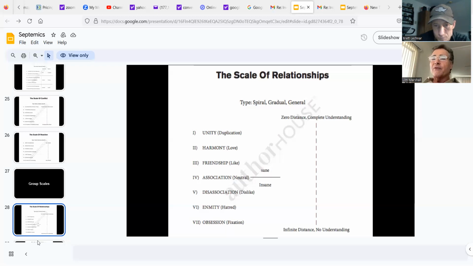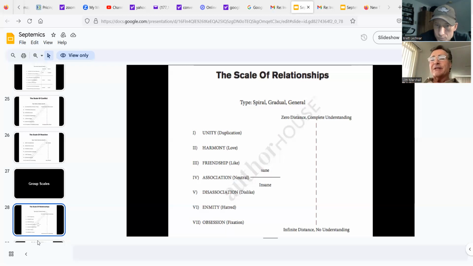So up from level 7 is level 6, which is enmity, which is hatred. We all understand this. When you hate someone, your relationship is one of hatred. Like when you have a husband and wife in divorce court, and they're both fighting one another with their lawyers, okay? There's hatred there. So that's not as crazy as obsession. It's actually a little bit saner. That's not obvious at all.